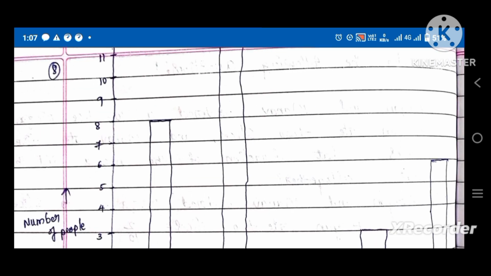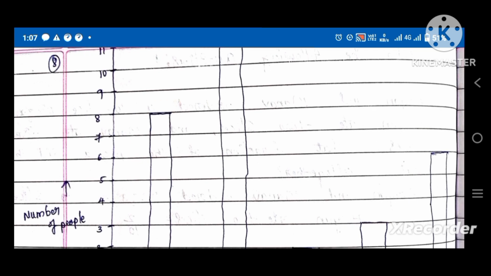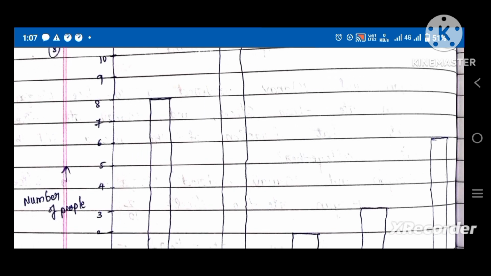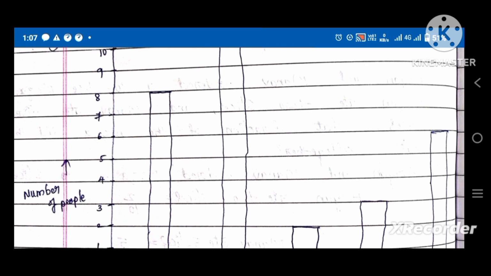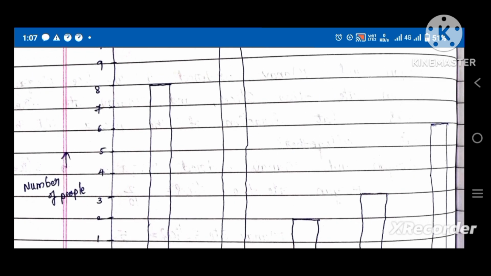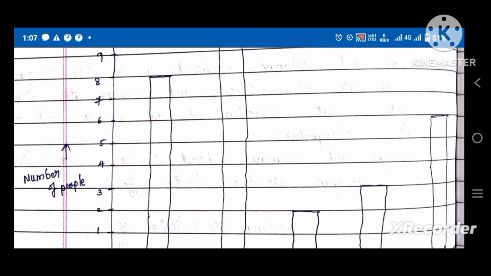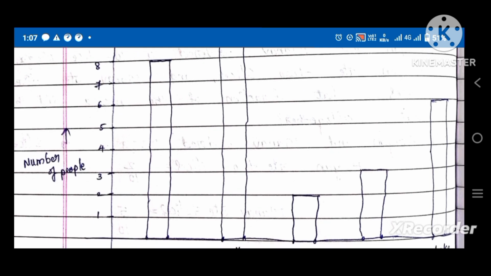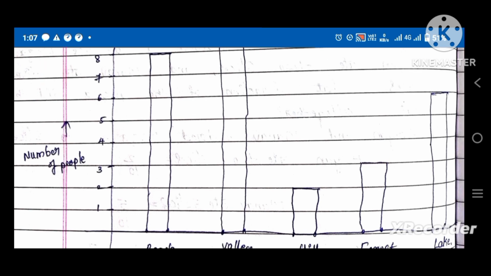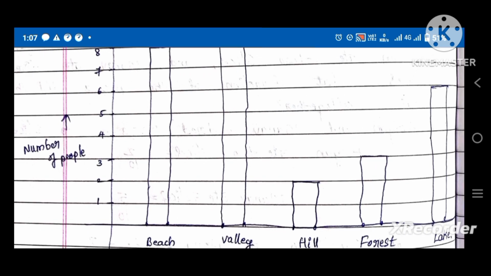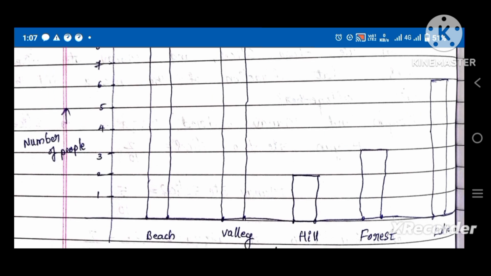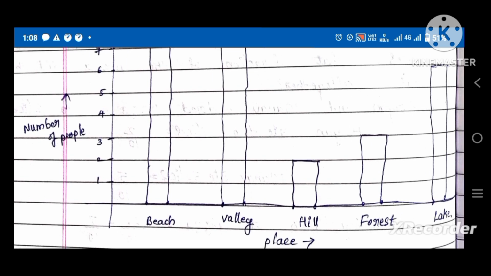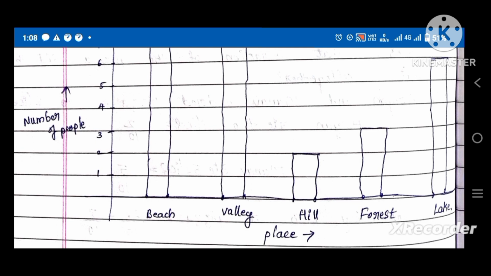Question number 8, bar graph. In vertical, number of people; in horizontal, places are there.